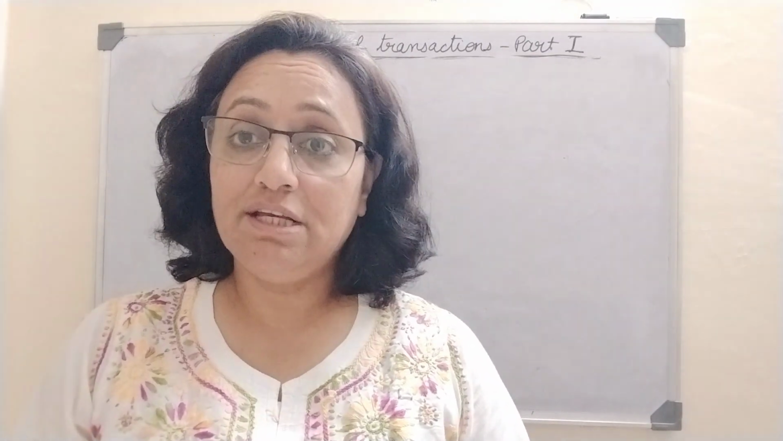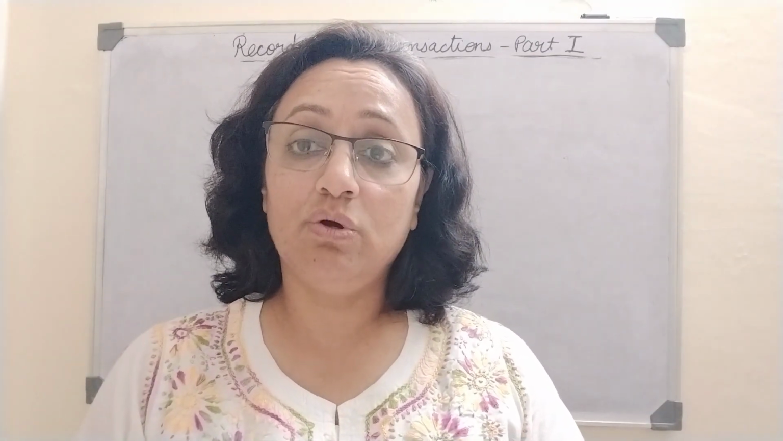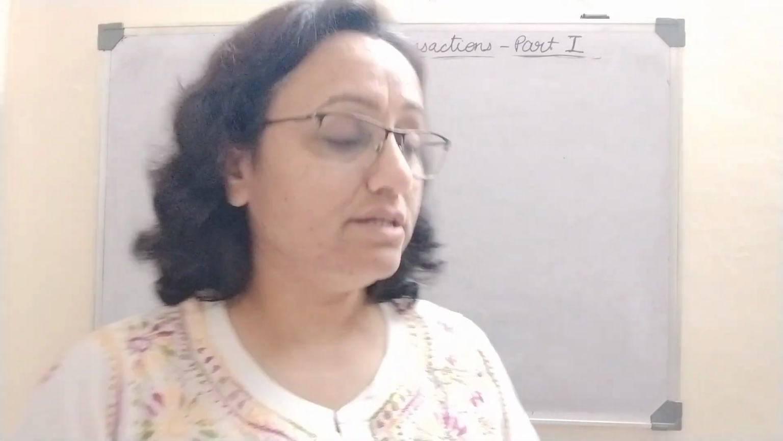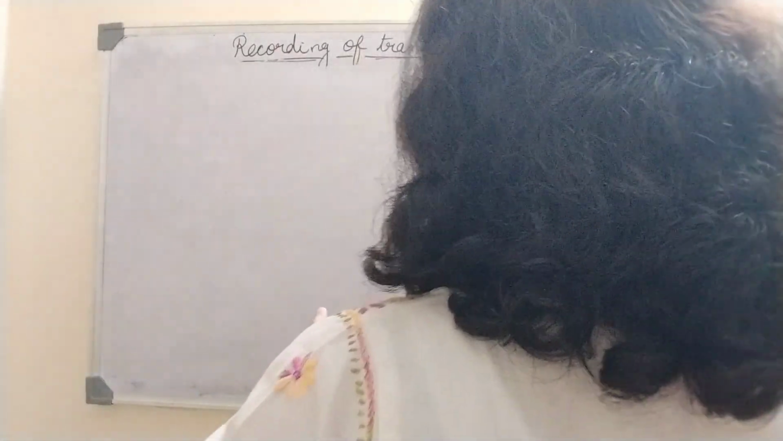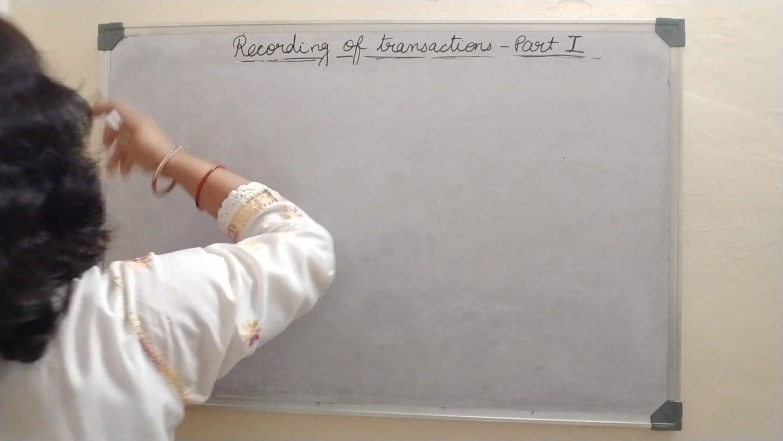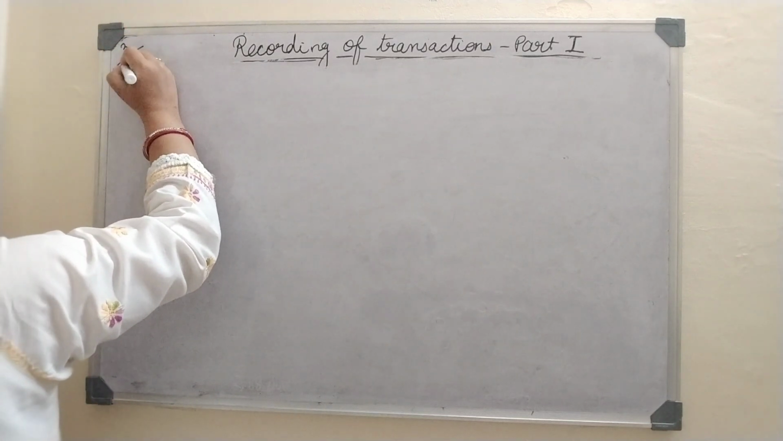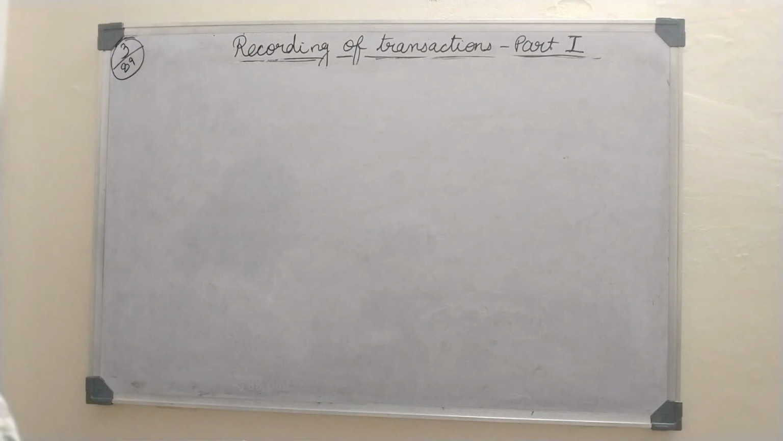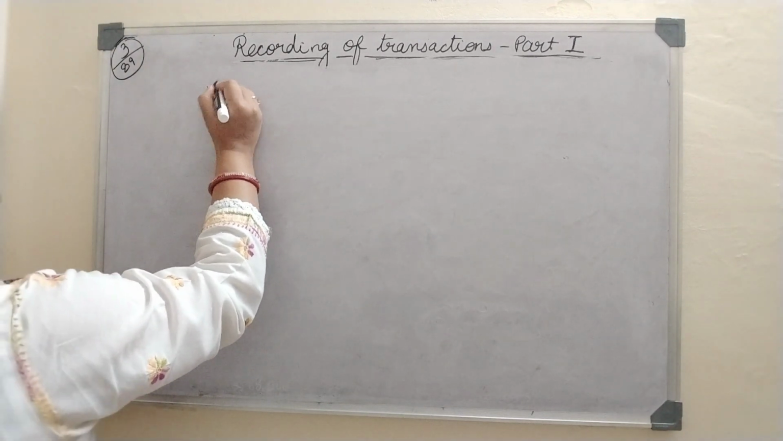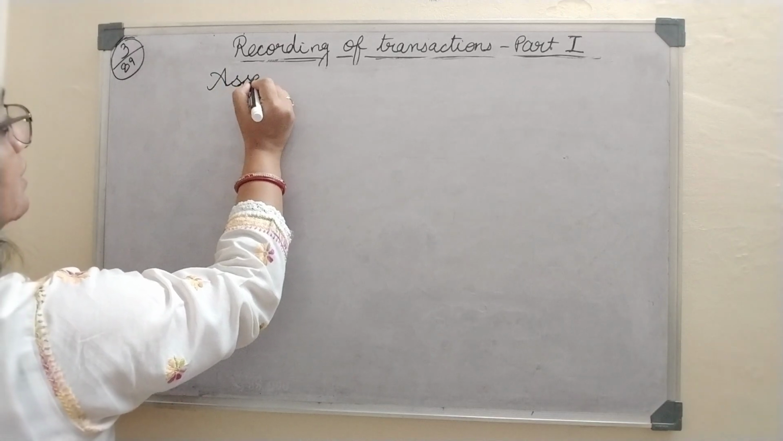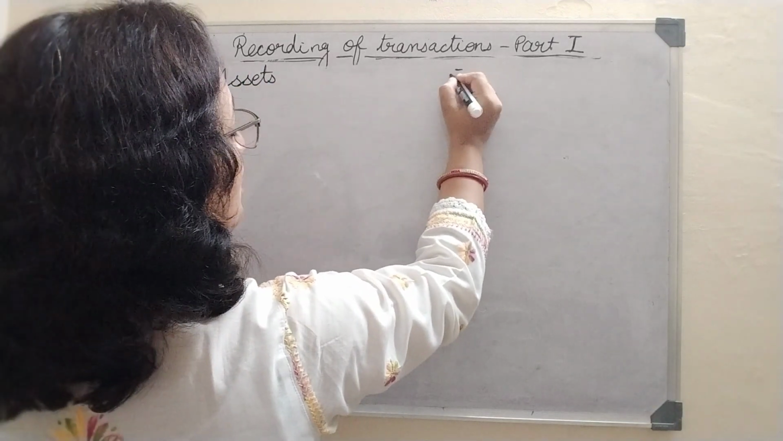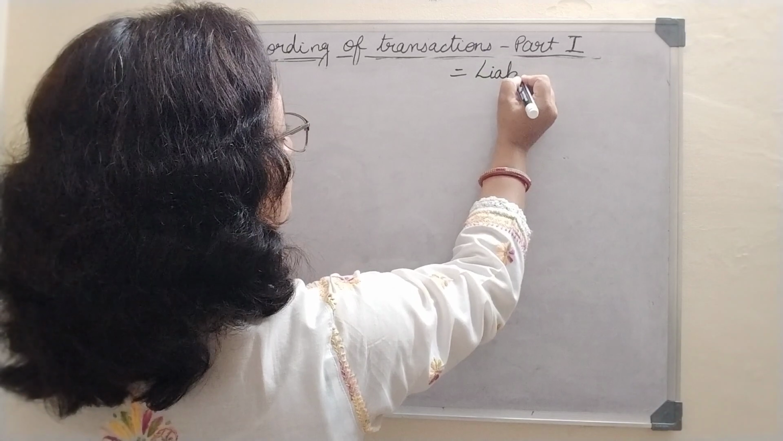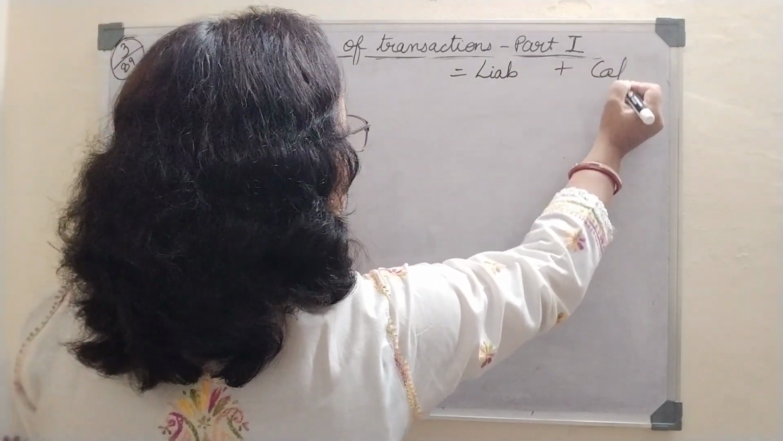So let us see what kind of reflection each transaction gives on the accounting equation. The third question is on page number 89. Let us see the way you have solved, what mistakes you have made, whether any correction is required, or maybe you are absolutely correct. Let us start with the accounting equation.